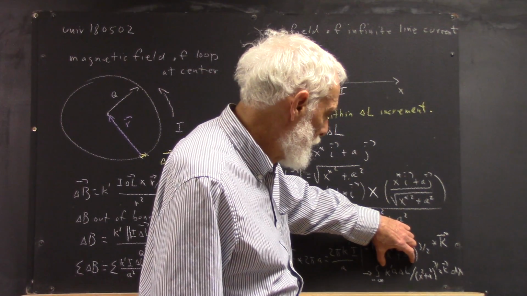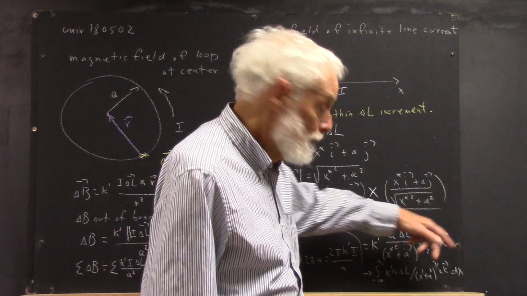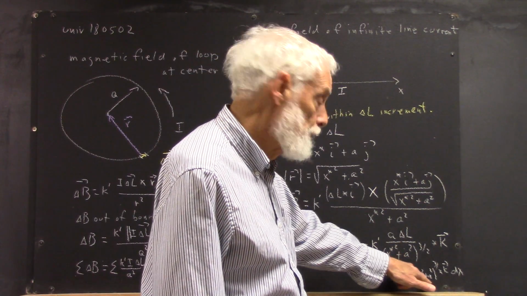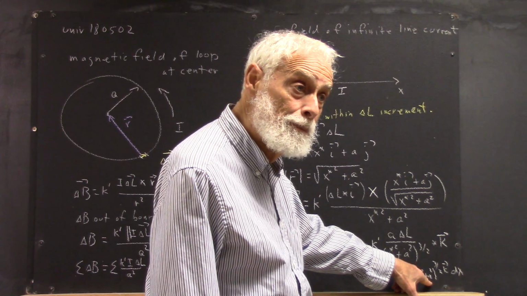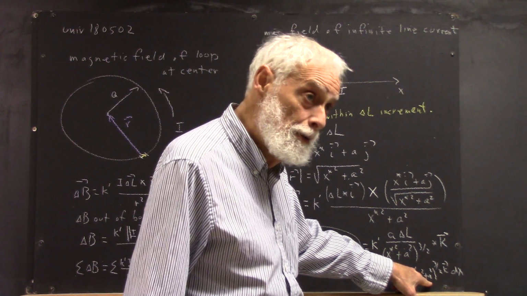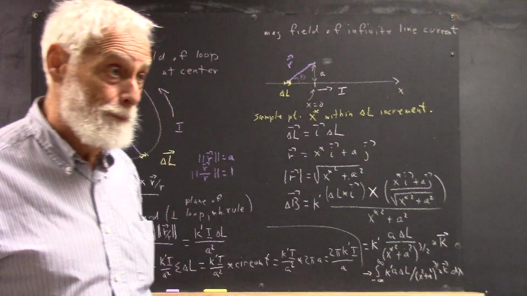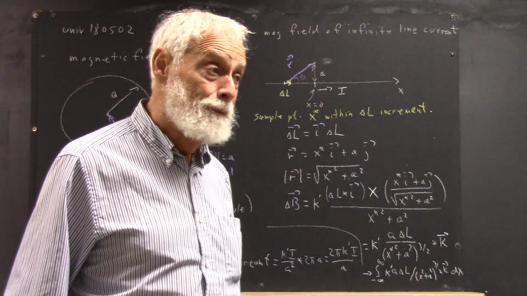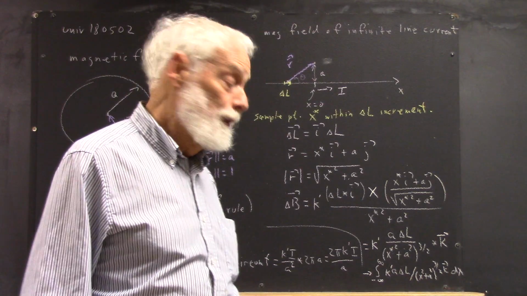Now, a lot of this is constants. The whole K prime a delta L and the k vector come out of the integral, and all you're integrating is then dx over x squared plus a squared to the 3/2. Very standard integral, easily done by trigonometric substitution. We're not going to work that out. Okay? You can look at the formula, you can work out the integral and see how they compare.